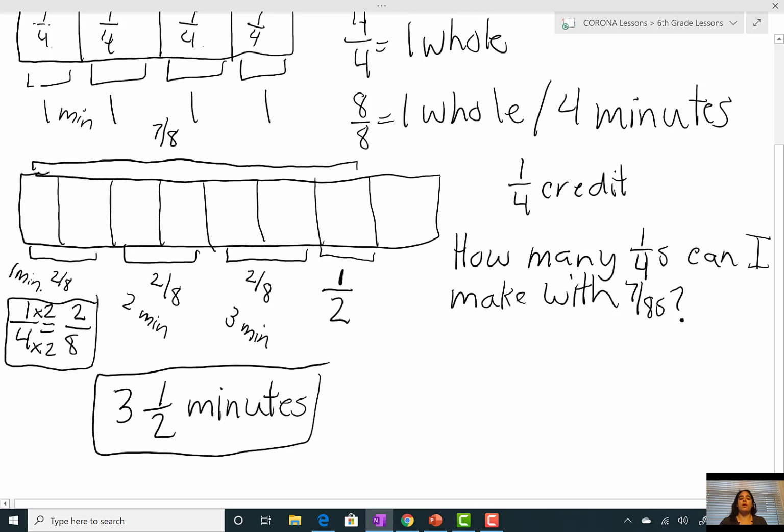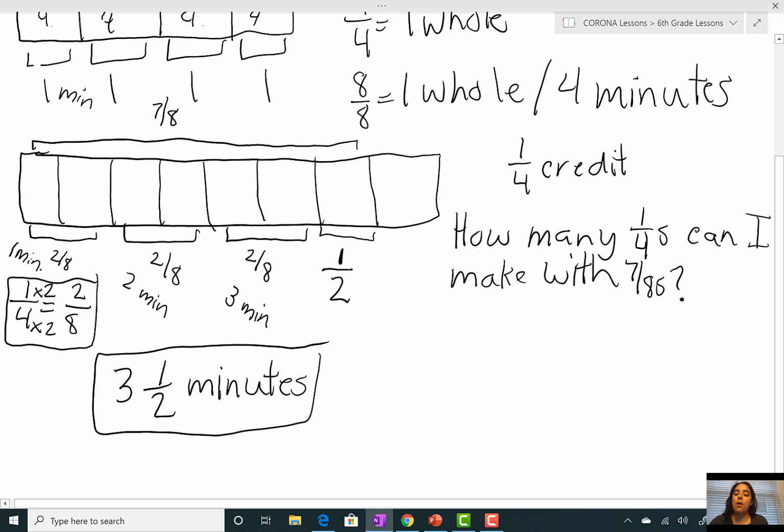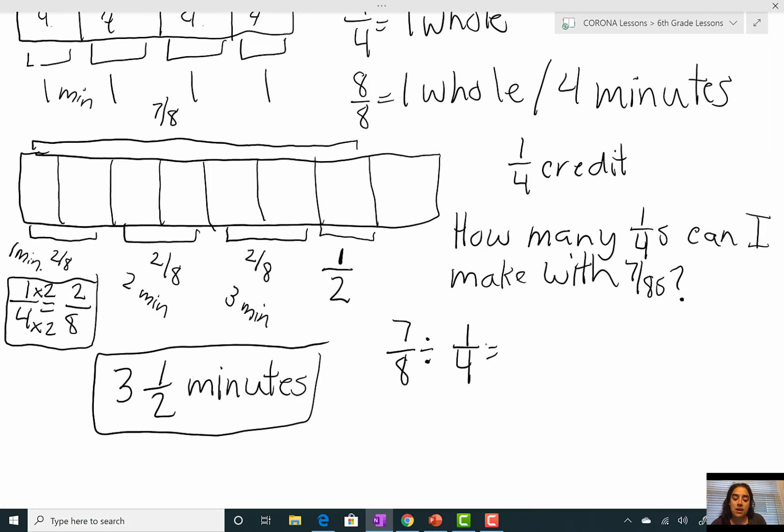Let's look at this one other way. The other way we can look at it is making an expression. When I say how many 1/4 can I make with 7/8, that's the same thing as writing a division expression that's saying 7/8 divided by 1/4. We asked ourselves, how many 1/4 fit, or how many groups of 1/4 can I make with 7/8?